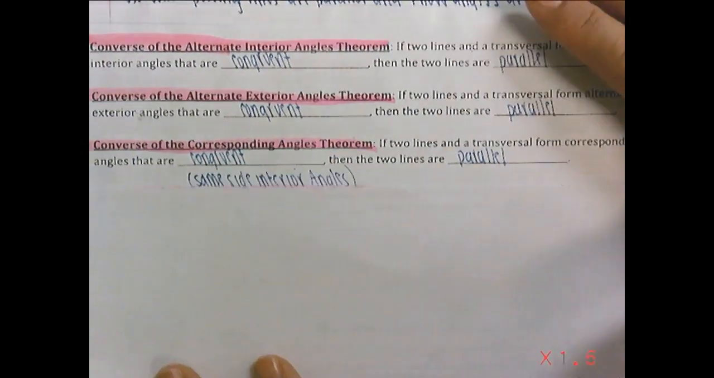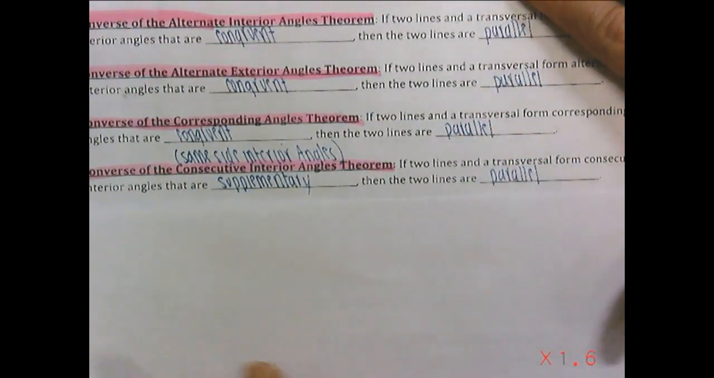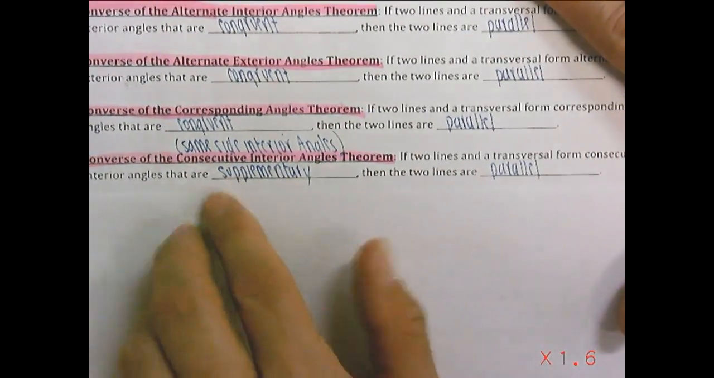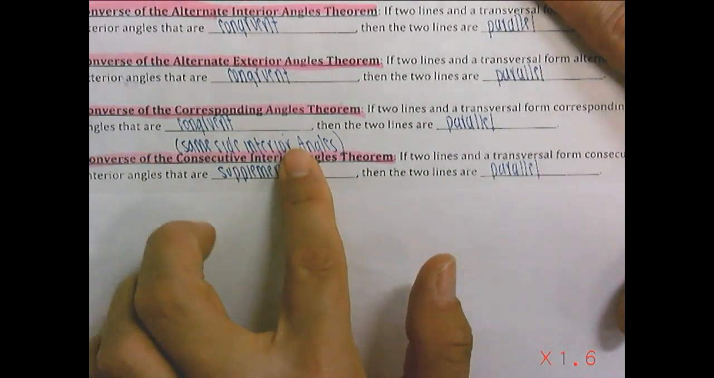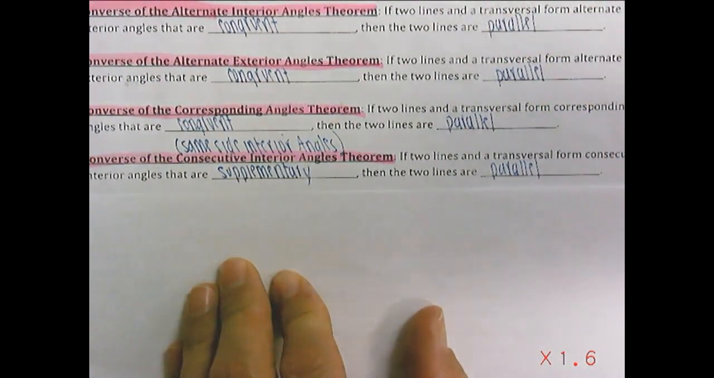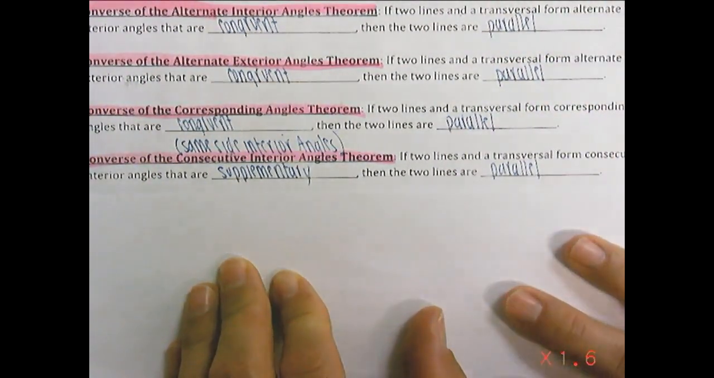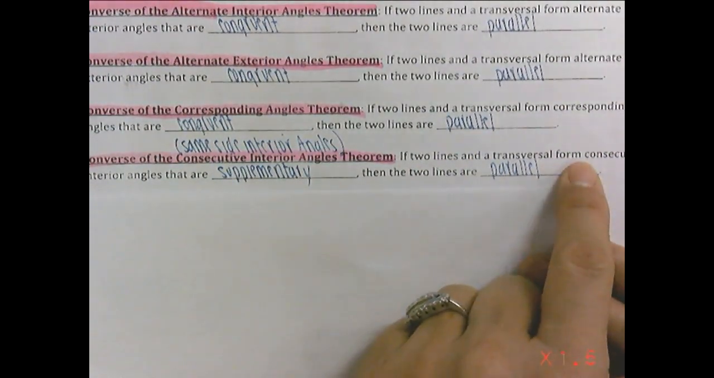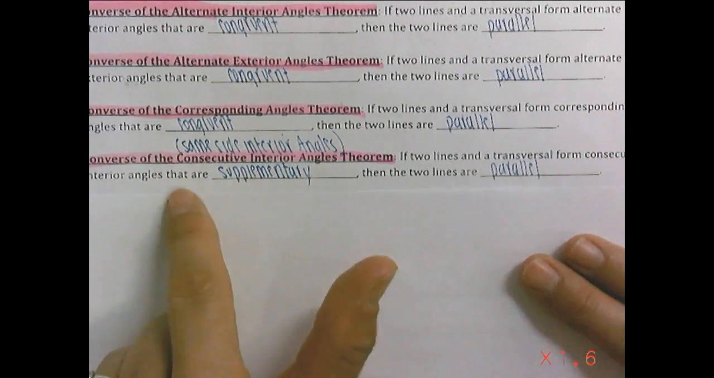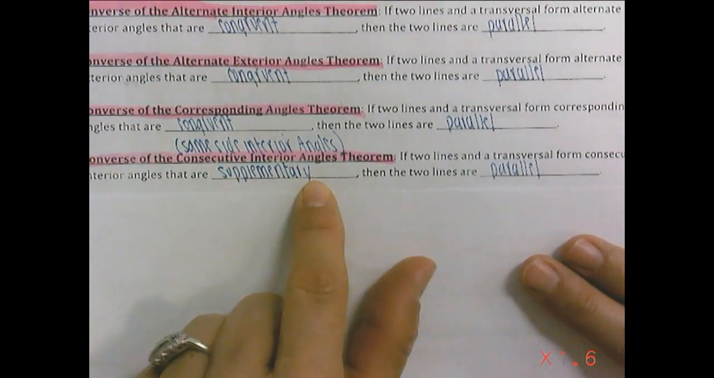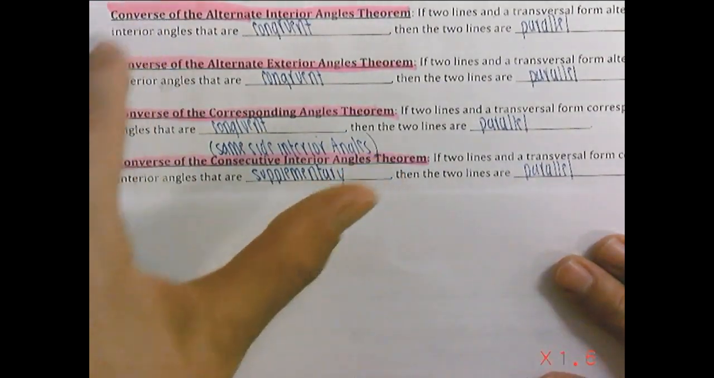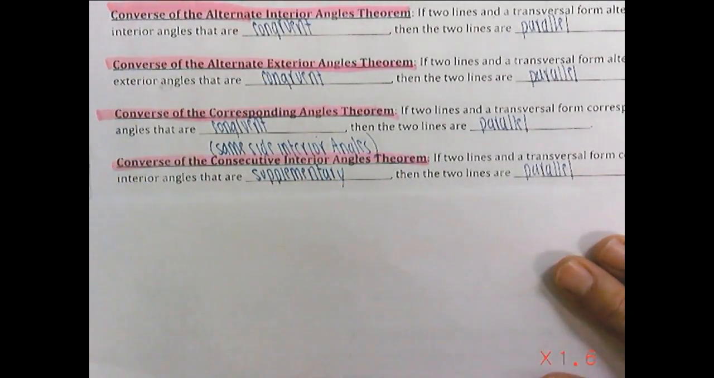And then lastly, we're going to move down here to the converse of consecutive interior angles, which we've also been calling same-side interior angles. Remember, those are the pair of angles that are supplementary. And again, if two lines and a transversal form consecutive interior angles that are supplementary, then the two lines are parallel. So all of these converses are to prove lines parallel.